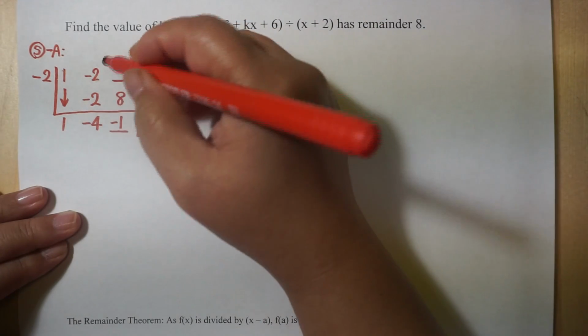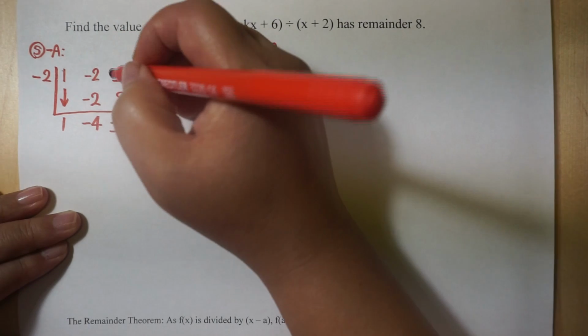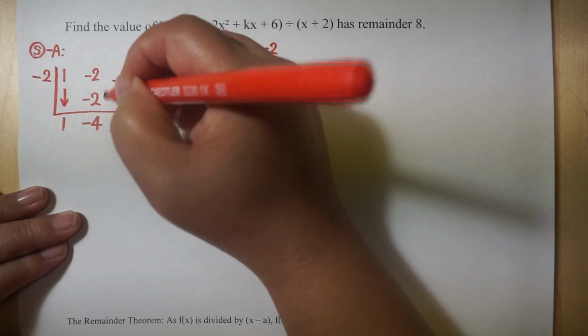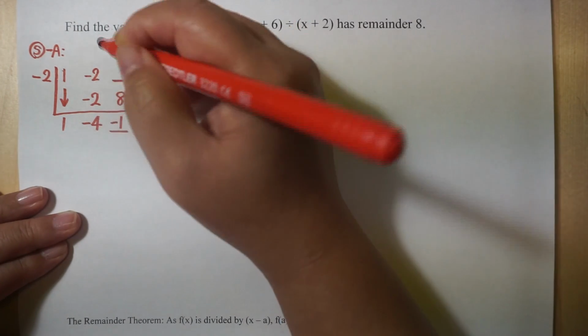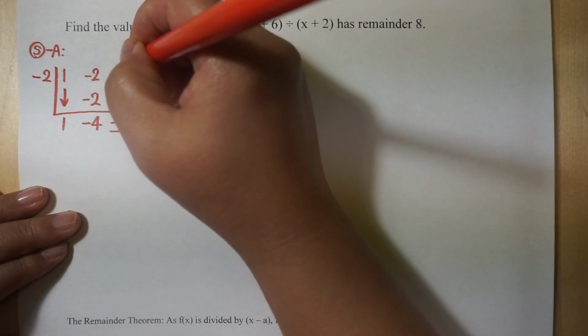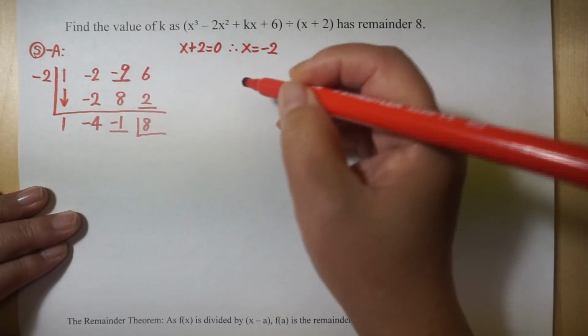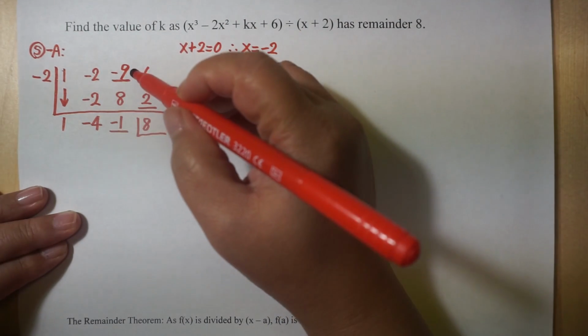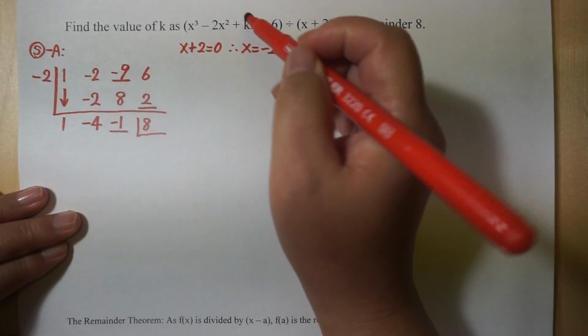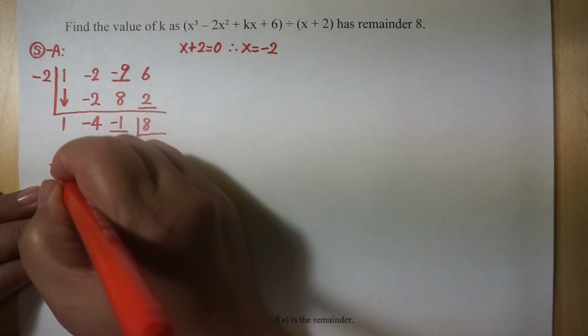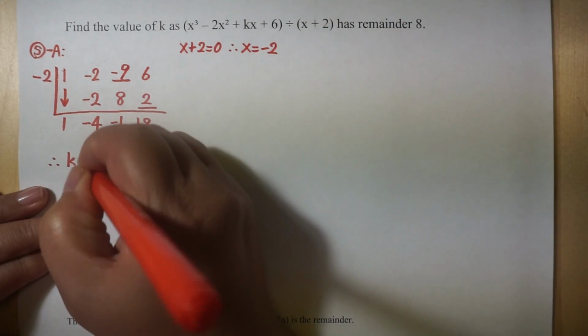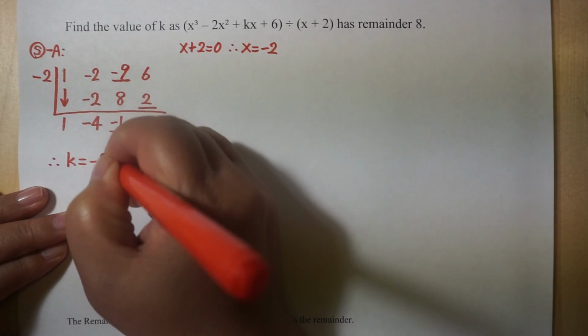So same thing as here again. Unknown number here plus 8 is negative 1. So we can say this is negative 9. So negative 9 is actually the value of k. Okay, so we found k is equal to negative 9.